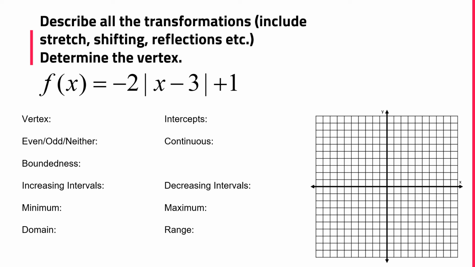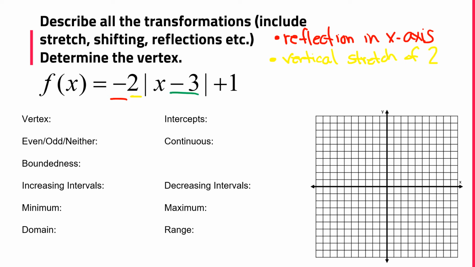So the first thing I notice is the negative, okay? Negative means, my first description, is reflection in the x-axis. Next, I see that I have a 2 out front. So that is greater than 1. So that is a vertical stretch of 2.